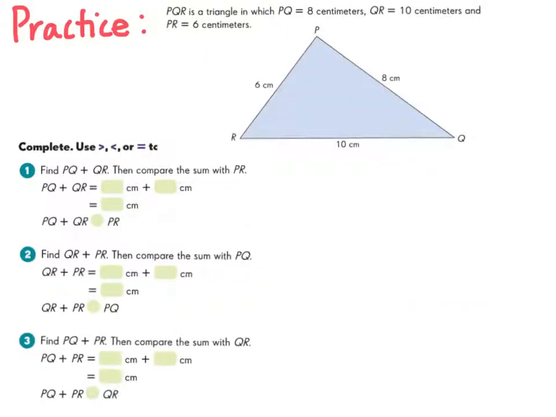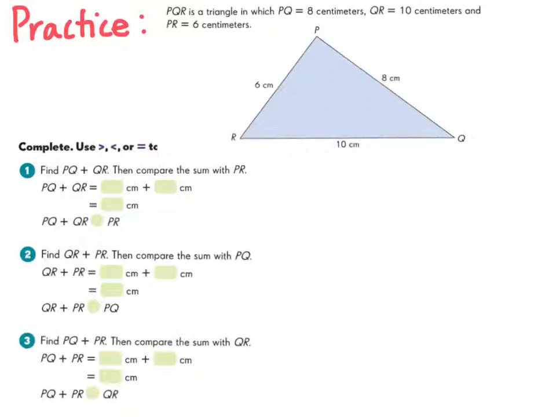Let's practice this idea with another triangle. PQR is a triangle in which PQ equals 8 centimeters, QR equals 10 centimeters, and PR equals 6 centimeters. I'll work through number 1 with you, and then I'd like you to try number 2 and 3 on your own. Find PQ plus QR, then compare the sum with PR.